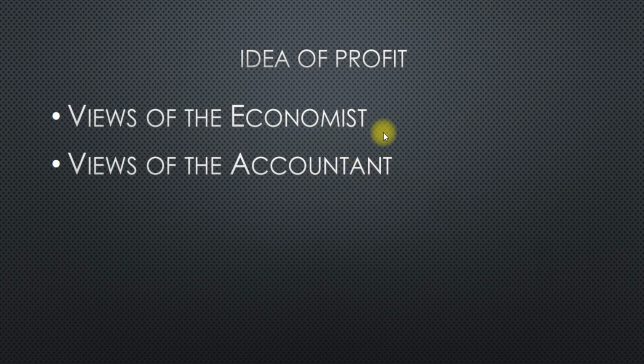One is the view of the economist and the other is the view of the accountant in terms of what is profit, or the idea of profit. An economist is of the view that the profit of an organization is ascertained by comparing the market value of its net assets on two dates, and the increase or decrease in the difference gives the profit or loss of the organization. Here, net assets means the excess of the realizable value of assets over its liabilities.